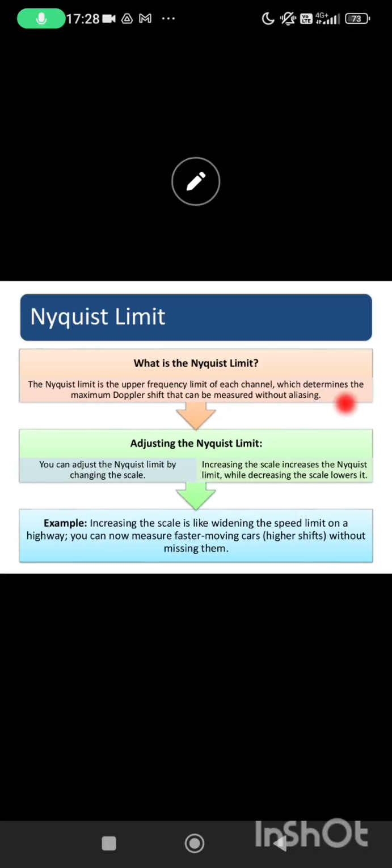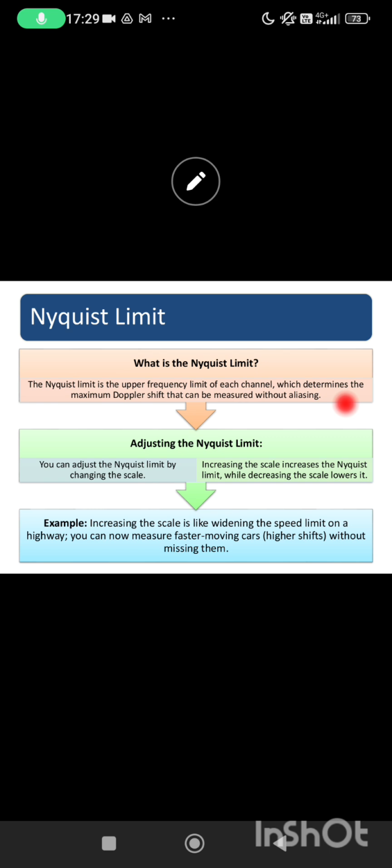Okay, very good. So what is the Nyquist limit? Nyquist limit is the maximum velocity you can measure without aliasing. So it's a system upper limit which determines the maximum Doppler shift that can be measured without aliasing.